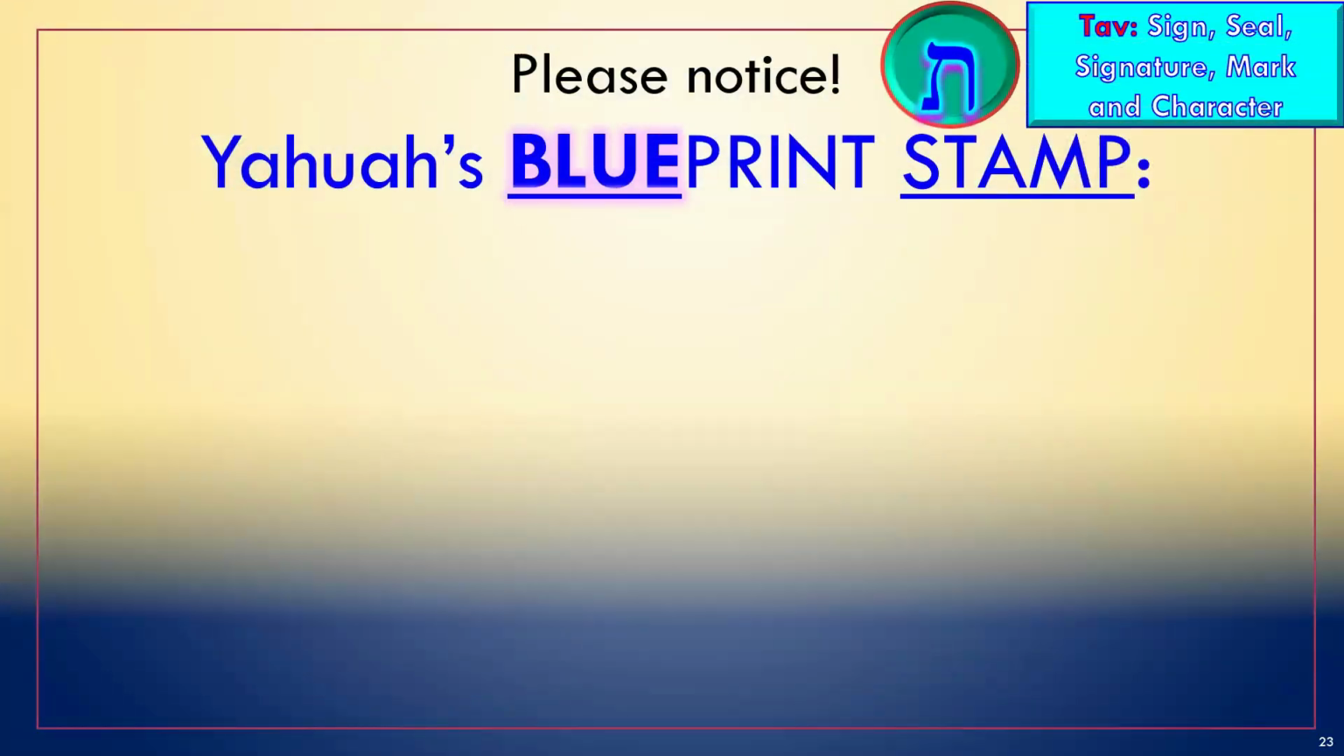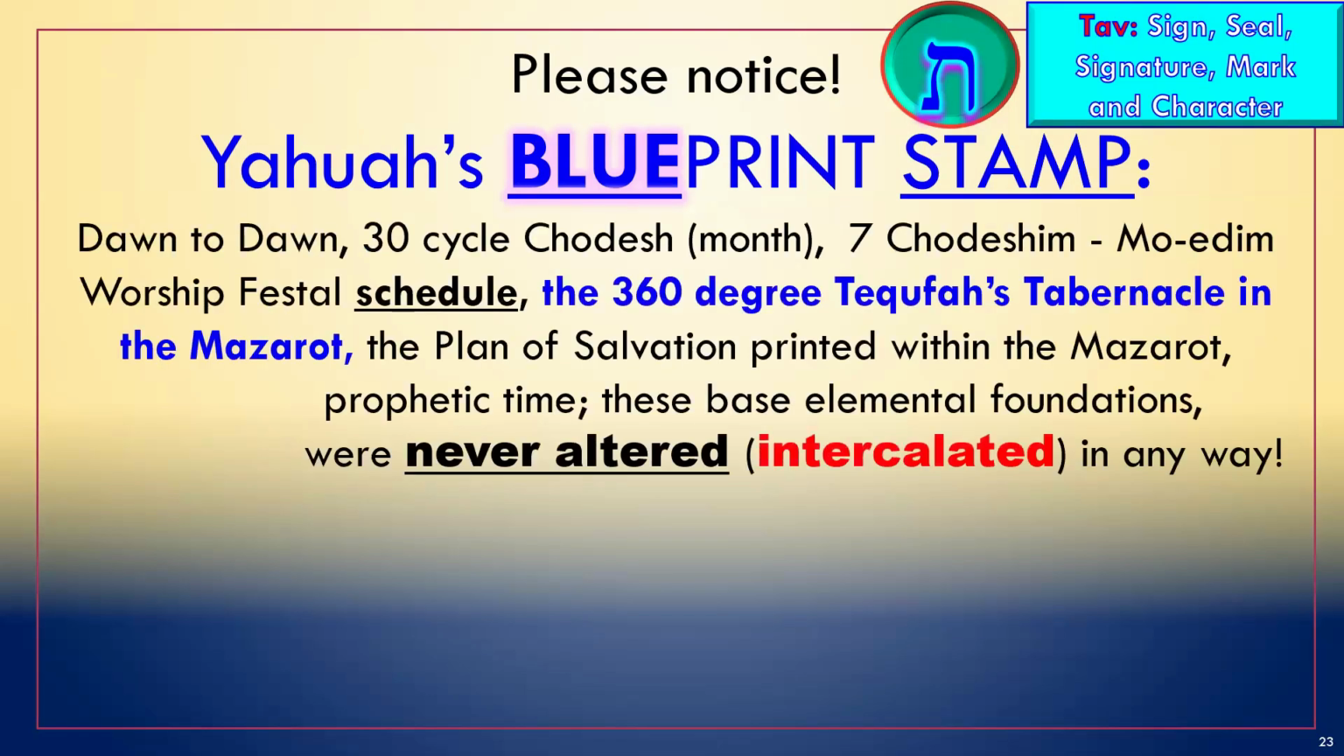Please notice Yahuwah's blueprint stamp, the Tav. The Tav is a sign, a seal, a signature, a mark, and it's a mark of character, actually. It's kind of like his fingerprint. Dawn to dawn. Remember, this is his blueprint.